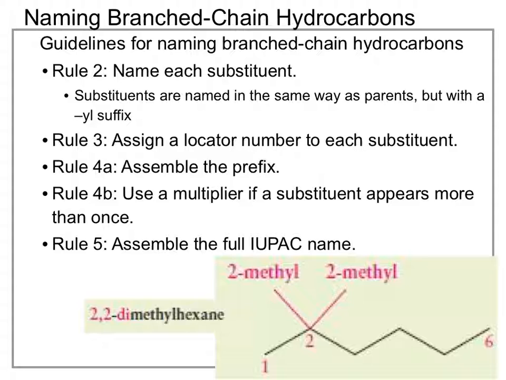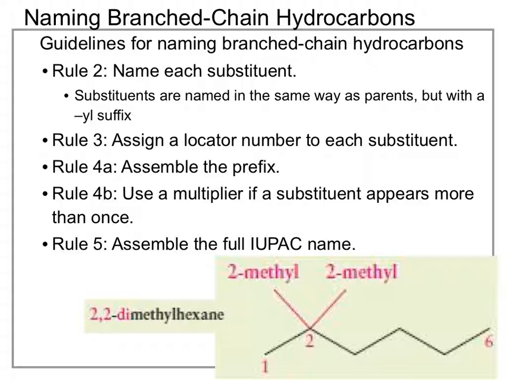Next, we need to name each substituent. And so again, substituents are named the same way as parents, where we'll look for a number of carbon atoms, but then we will add a YL suffix. We then need to assign a locator number to each substituent, and then assemble the prefix. We will use a multiplier such as di or tri if the substituent appears more than once.